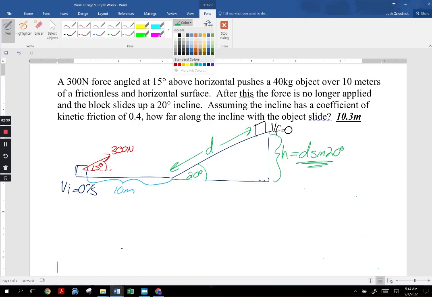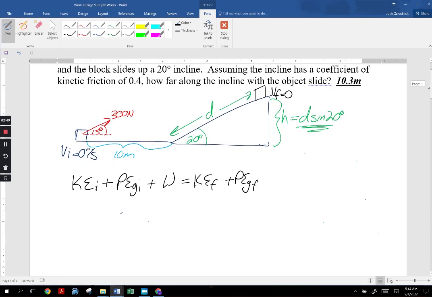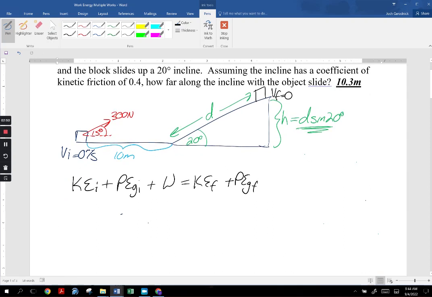As per the last time, you want to write out the work energy theorem. We start with a little kinetic energy in the beginning, a little potential energy due to gravity, a little work, a little kinetic energy final, and potential energy due to gravity final. Terrific. Same questions. Is it moving in the beginning? Yes or no? Well, no.